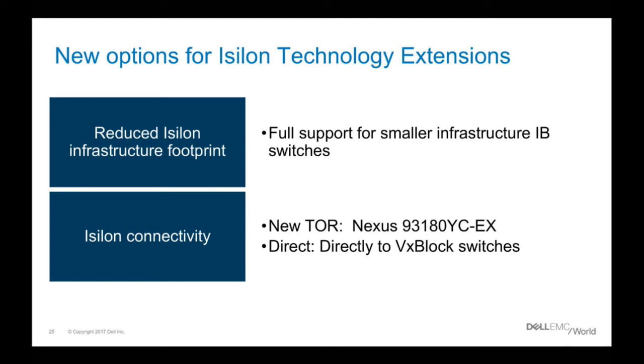So for Isilon tech extensions, we've had a lot of customers asking us for smaller switch configurations. We had standardized on the 24-port InfiniBand back-end switches, and we have a lot of customers that are interested in 8 nodes or less. So we've taken that to heart and also released the offering for the 8-port InfiniBand switch. And then for the top of rack, we replaced the current 5548 and 5596 switches with the new Nexus 93180 YC-EX. We also allow for 8 nodes or less on the front end, and if that is a requirement by the customer, then they can eliminate that 93180 YC-EX if there are sufficient ports on the existing VxBlock to support that.